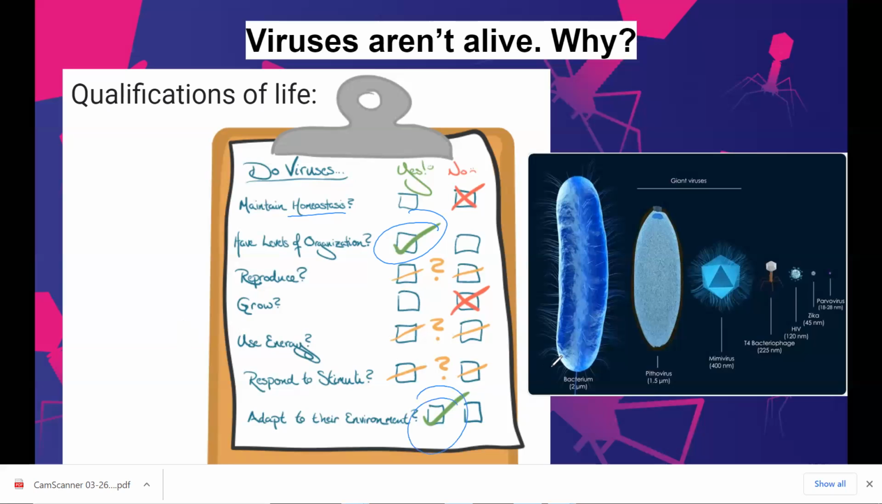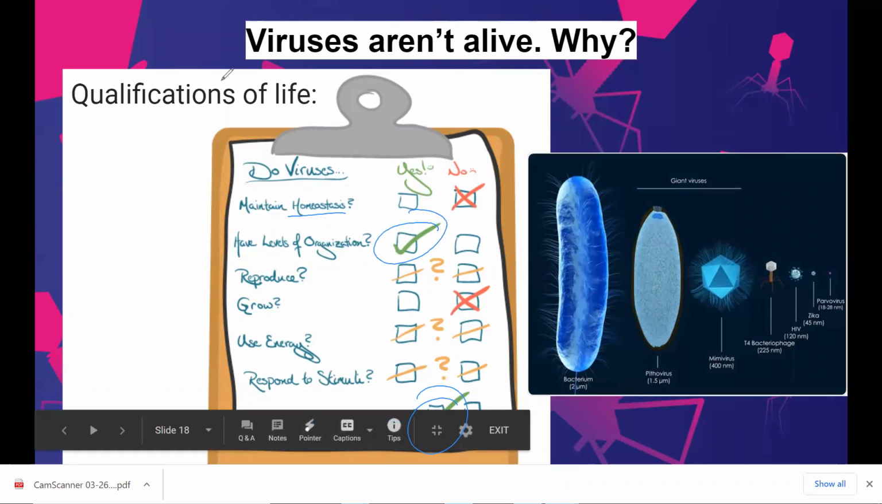Do they adapt to their environment? That one, yes, for sure. Viruses can mutate. They do it all the time. That's why there is a flu vaccine every year, because there are so many different strains of the flu because of mutations. So that is why we don't consider viruses to be alive, because they don't do all of those things.